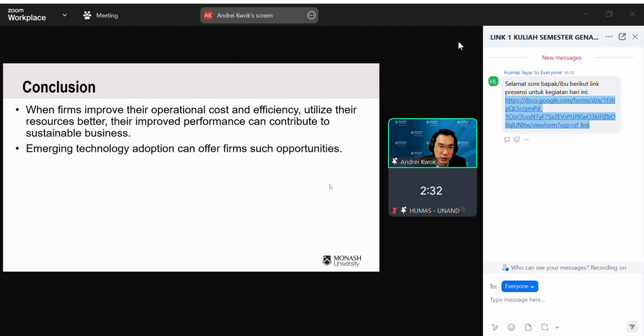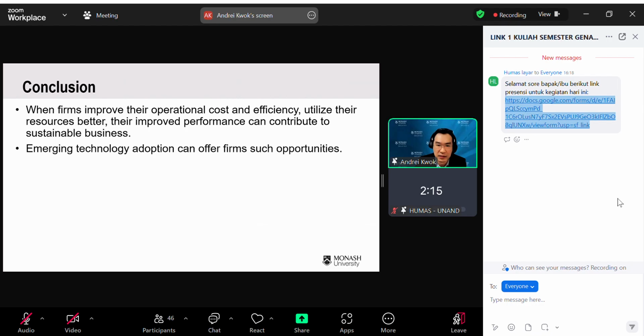So in conclusion, we find that when firms improve their operational cost and efficiency, they can utilize their resources better, and then they improve their performance overall. And of course, all this will contribute to sustainable business. So adopting emerging technologies can offer firms such opportunities.